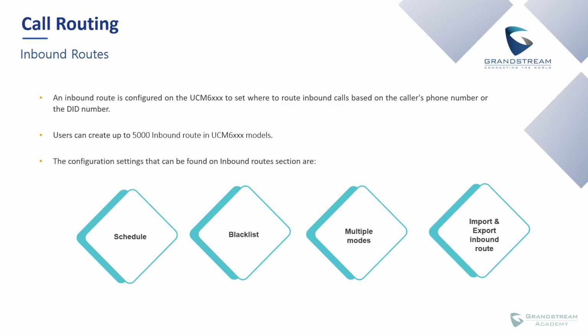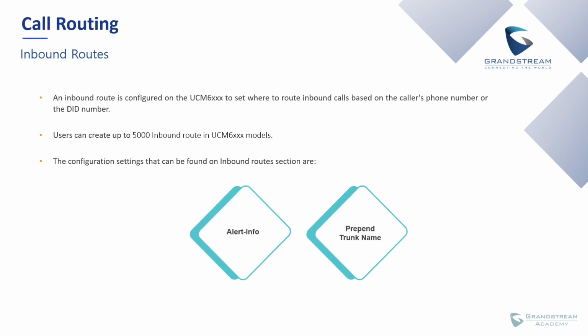You can also import and export inbound routes to quickly set up inbound routing on a UCM or to back up an existing configuration using a CSV file with all the routes information. Alert info header is specifically useful for distinctive ringtones. Prepend trunk name gives the ability to prepend digits in inbound route DID pattern.